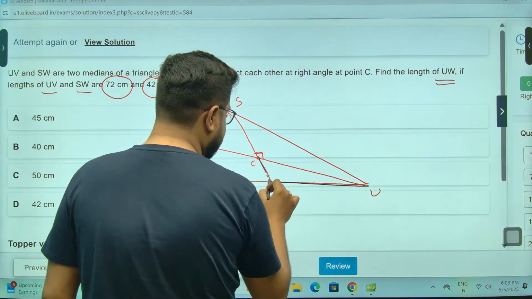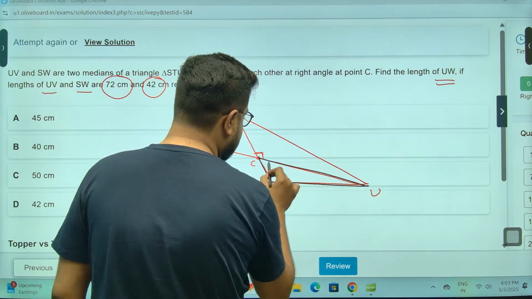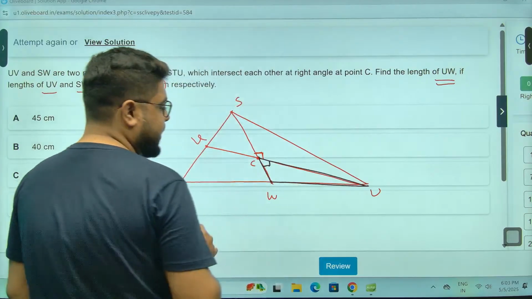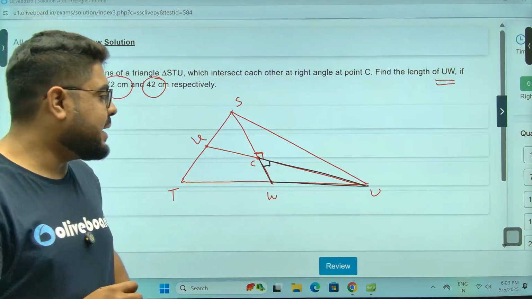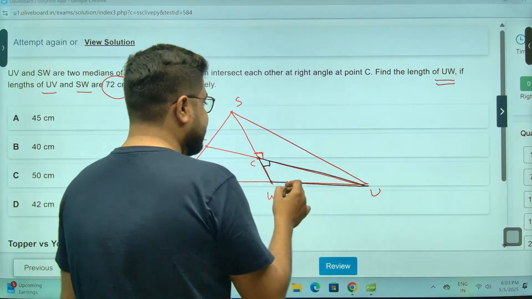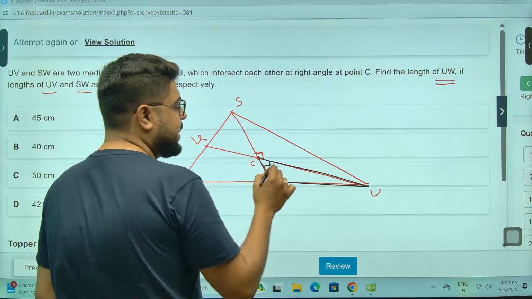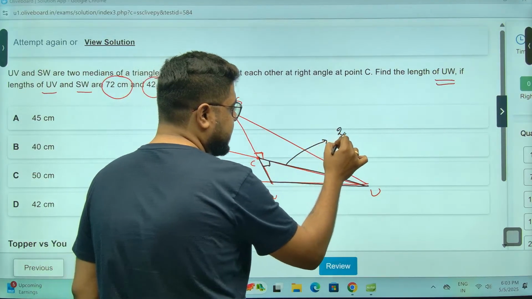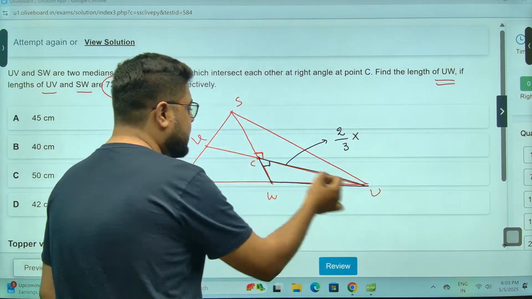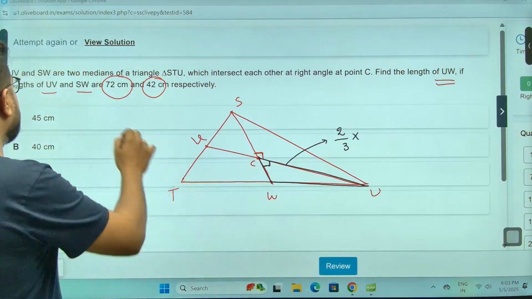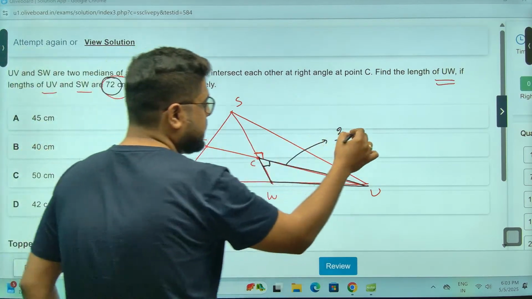So let's take this triangle, sir. Remember, this is 90 degrees. The diagram is not that good, but okay. Sir, what will be UC? UC length will be 2/3 of the total length UV, since the ratio is 2:1. UV total length is 72.